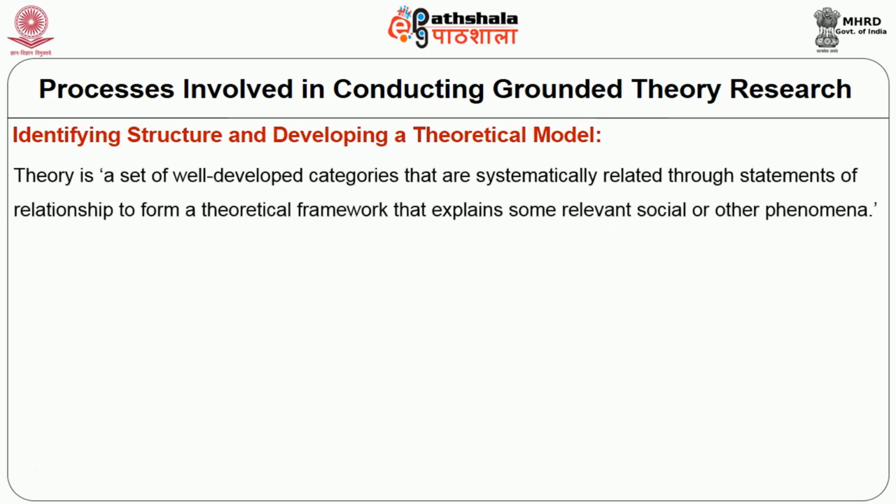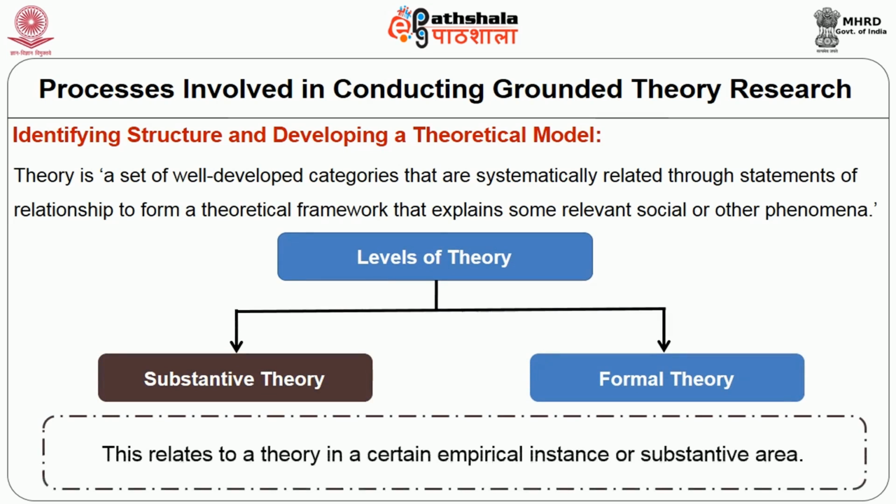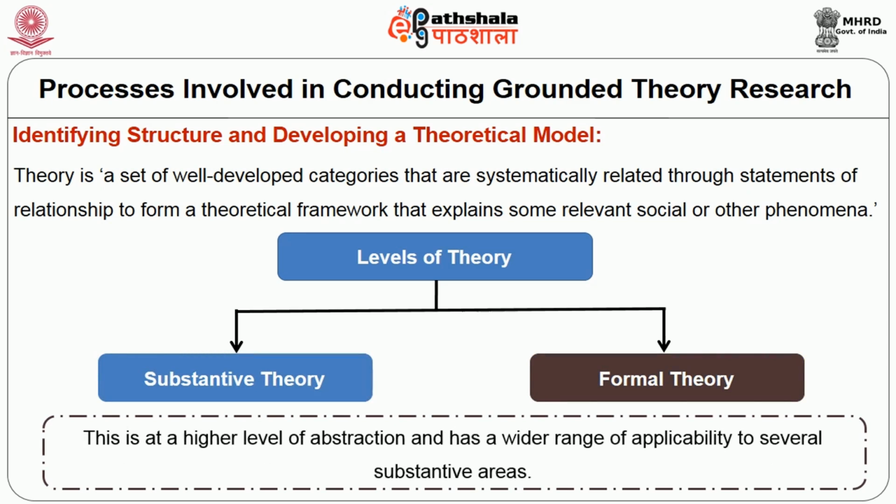Theory is a set of well-developed categories that are systematically related through statements of relationship to form a theoretical framework that explains some relevant social or other phenomena. Grounded theorists have pointed out two levels of theory: substantive theory and formal theory. Substantive theory relates to a theory in a certain empirical instance or substantive area, whereas formal theory is at a higher level of abstraction and has a wider range of applicability to several substantive areas.